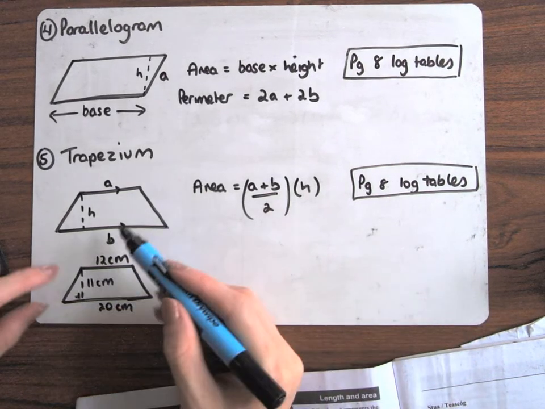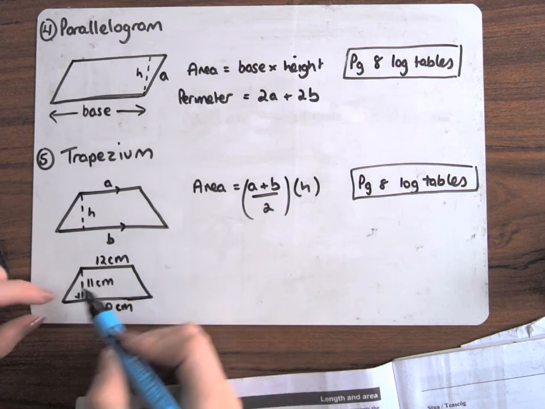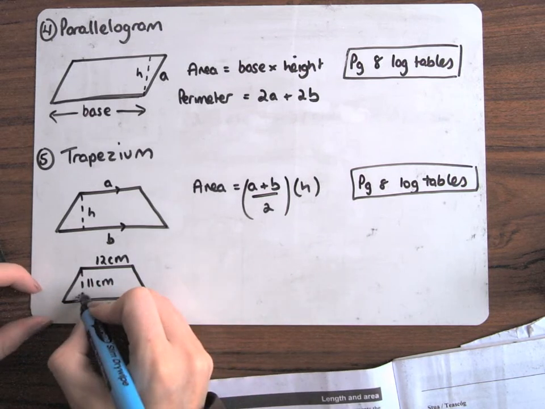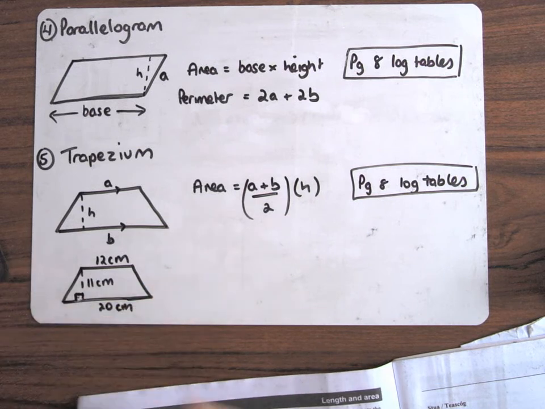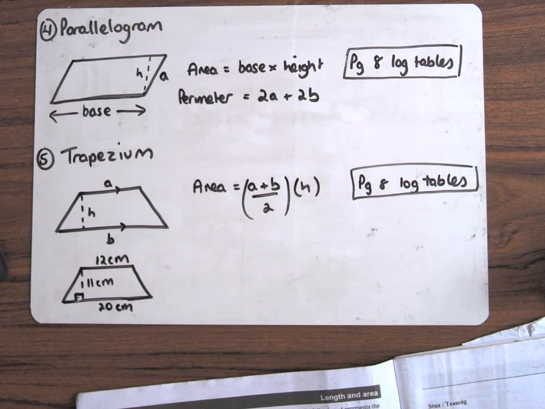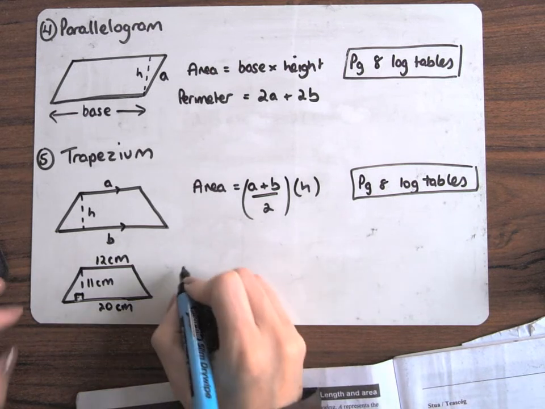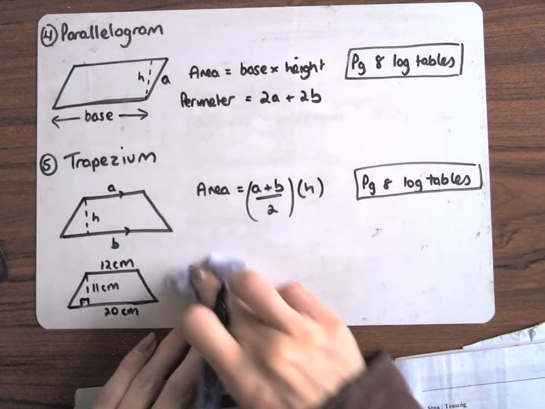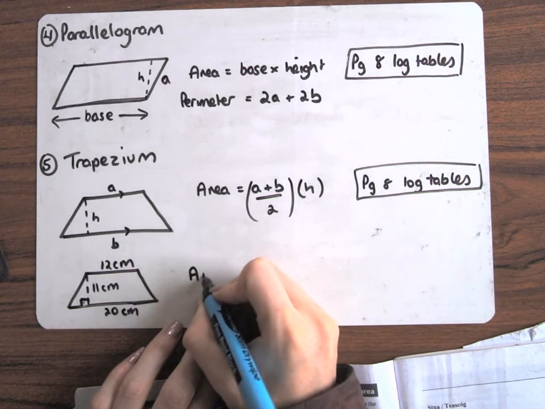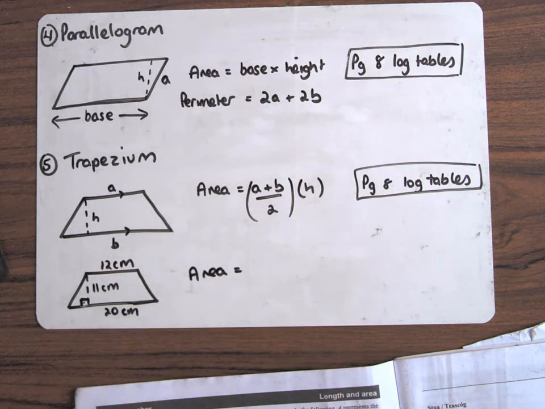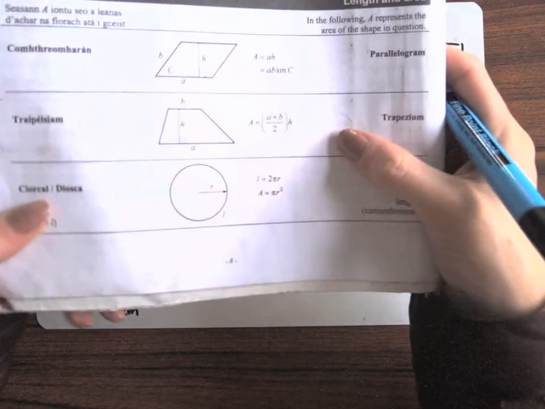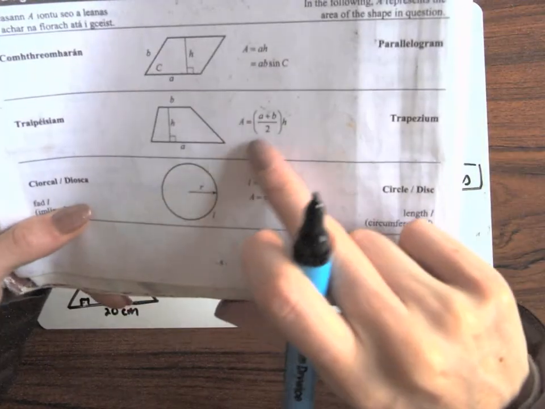So this is 12, 11 and 20. That's a little right angle in the corner. So you can do the box or you can do the L, totally up to you. Okay, again, there is your trapezium, look. There's your formula.